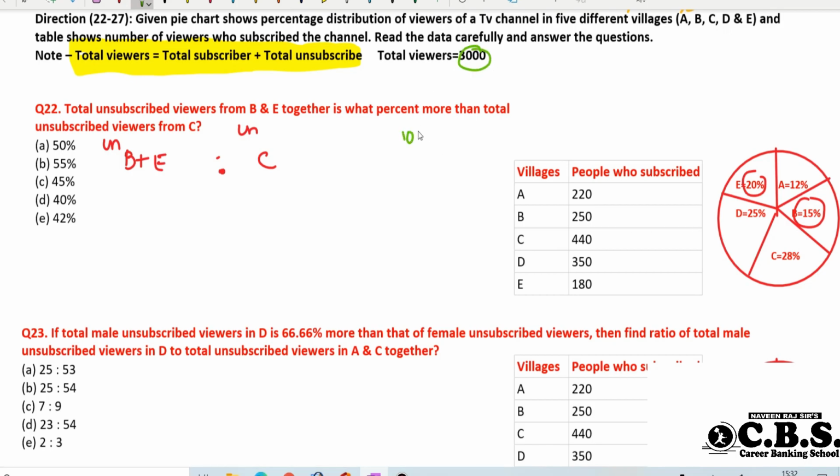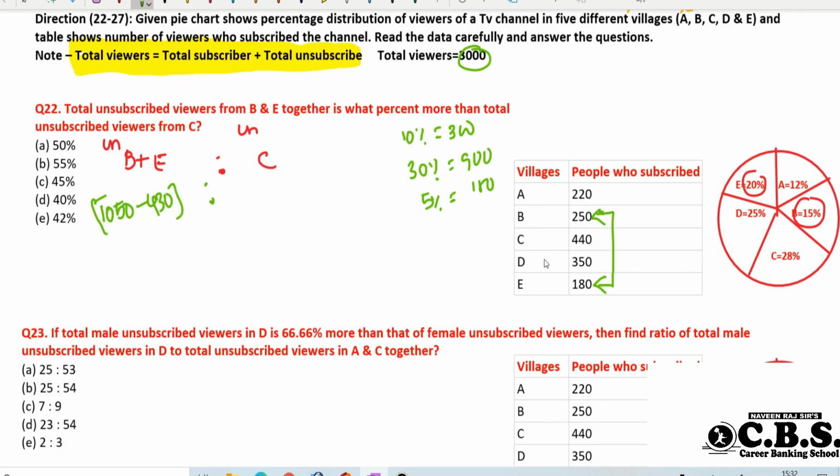It's clear. 10 percentage is 300, and 30 percentage is approximately 900, and 5% is 150. Nothing but what is 1050. Okay, 1050 minus... so how many people are subscribed? 250 and 180. So 250 and 180 nothing but what? As a 430. Okay, 430 with respect to the ratio of unsubscribed.